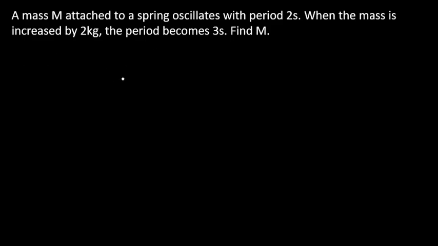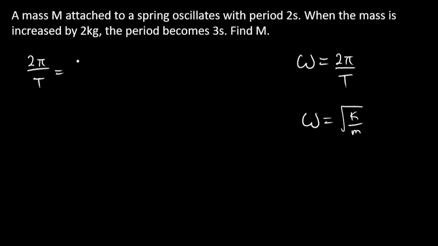Alright, so first of all, let's figure out the formula to use here. We know that omega is equal to 2 pi over period. Then we also know that omega is equal to the square root of k over m. So if we combine these two formulas, it means that 2 pi over period is equal to the square root of k over m.